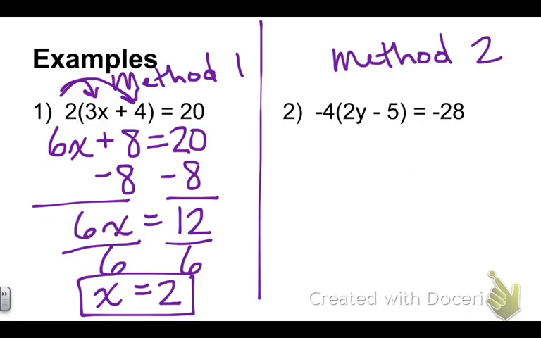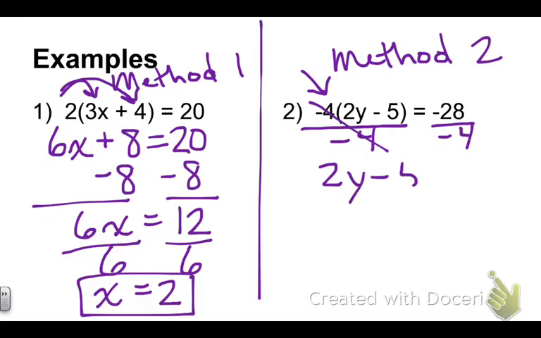Alright? Take that outside number. That outside number is that negative 4, and I want you to divide both sides by it. So we're going to take the whole thing, divide by negative 4. Whatever you do to one side, do to the other side. Now here's the deal. You're only dividing that. Negative 4 divided by negative 4 is 1, and it leaves you with 2y minus 5 is equal to negative 28 divided by negative 4, 7.